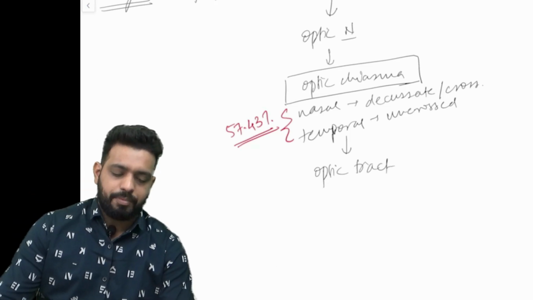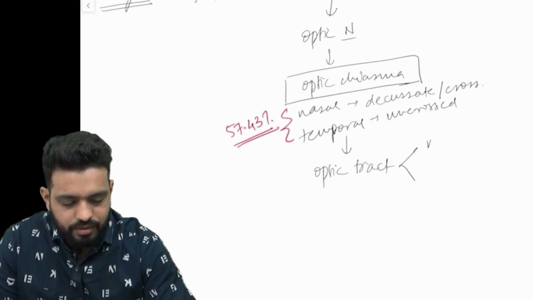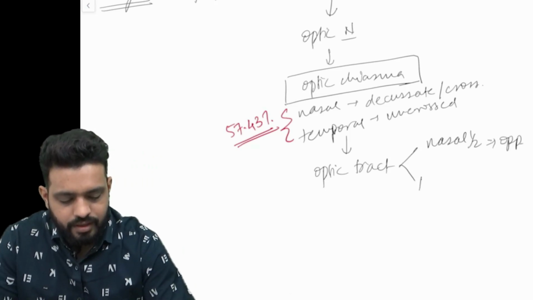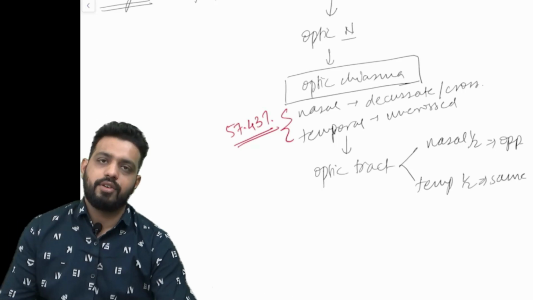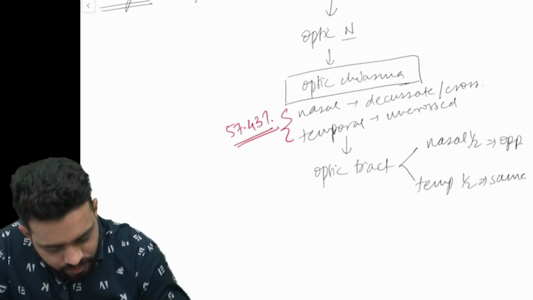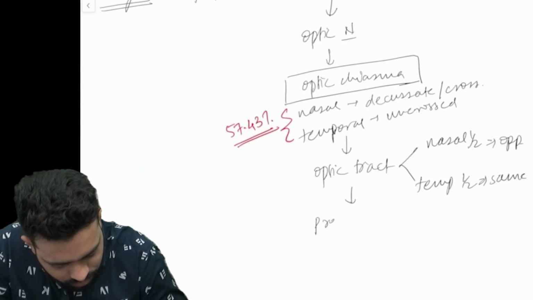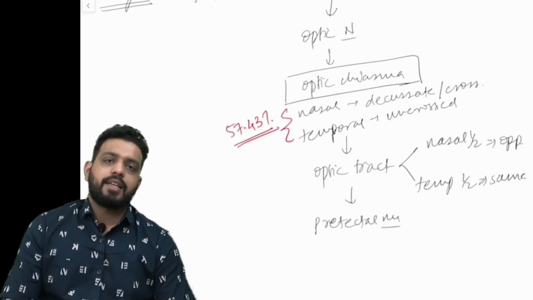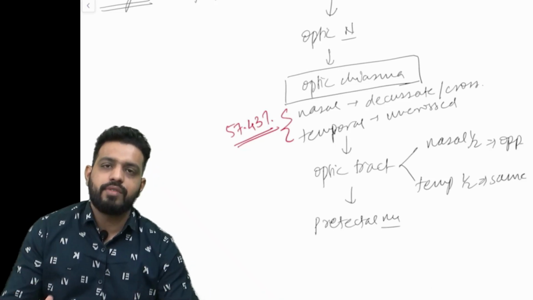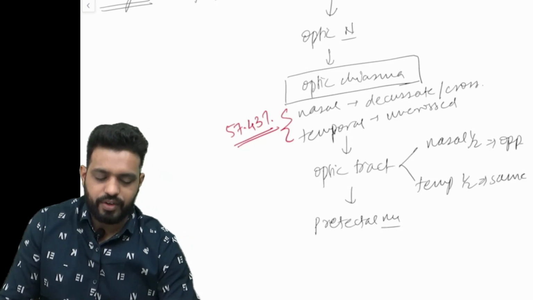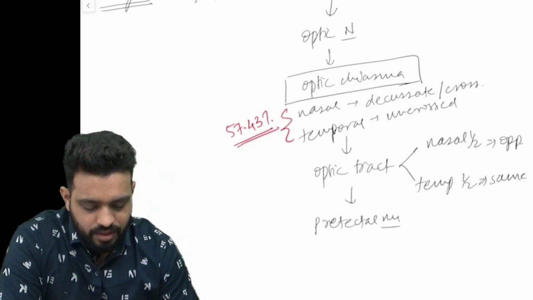Okay. So the optic tract will have fibers, nasal half from the opposite side and temporal half from the same side. Okay, got it? Because they have crossed at the optic chiasma. From here it will go to something known as pretectal nucleus. This chart is very important because many MCQs will be covered in here. So be very attentive when I talk about this light reflex. Many MCQs will be covered.